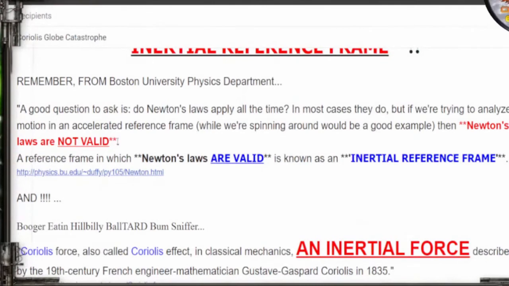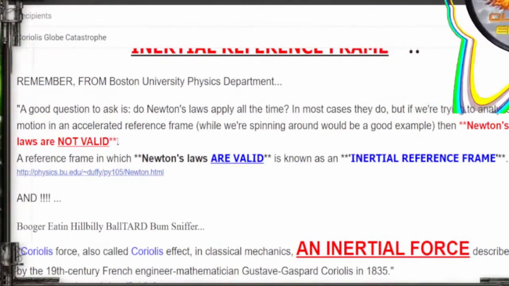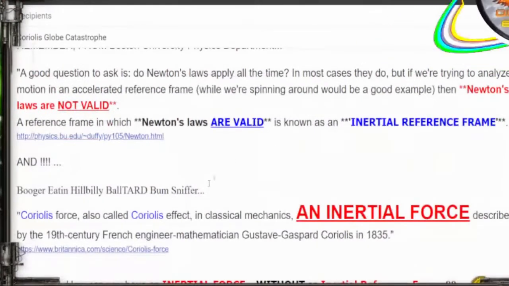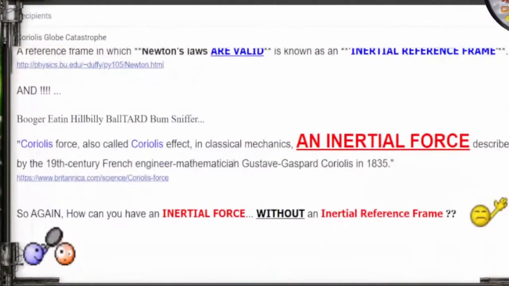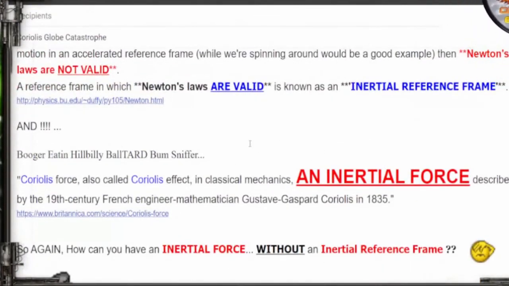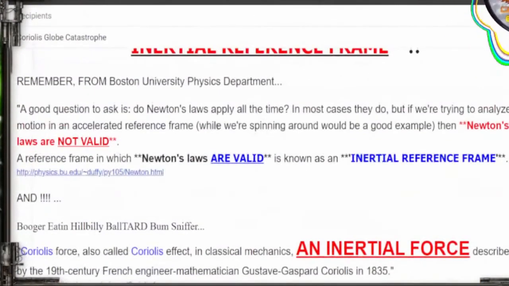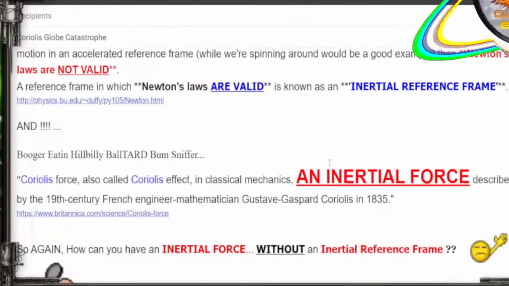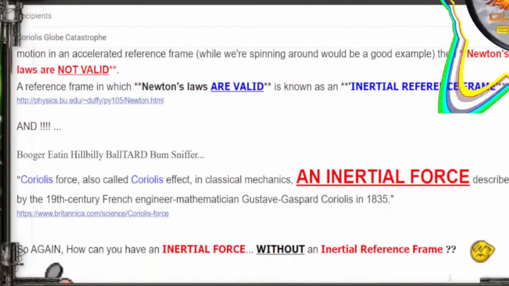Nothing. Trying to red herring fallacy away with sophistry because you're absolutely clueless. And I've just proven it. A reference frame in which Newton's laws are valid is known as an inertial reference frame. So, you only have a non-inertial spinning reference frame. How can you invoke either the Coriolis effect or the conservation of angular momentum when the Coriolis effect is an inertial force? You can't do that.